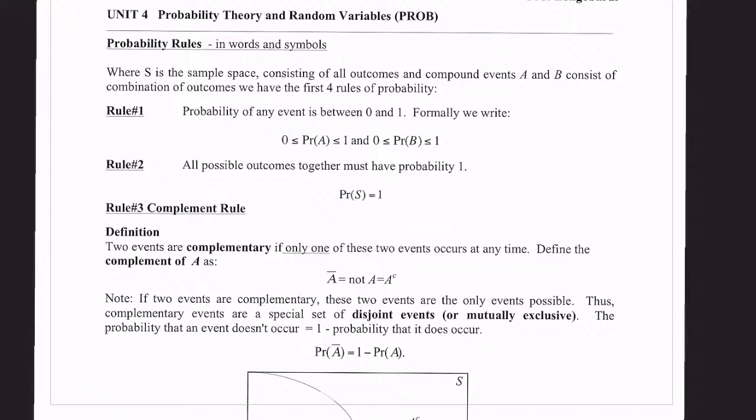The second rule is that all possible outcomes together must have the probability 1. So we can write this as the probability of the sample space. Just note, sometimes I write in my notes PR and sometimes just P. They're the same thing. I just haven't made them consistent through the notes.